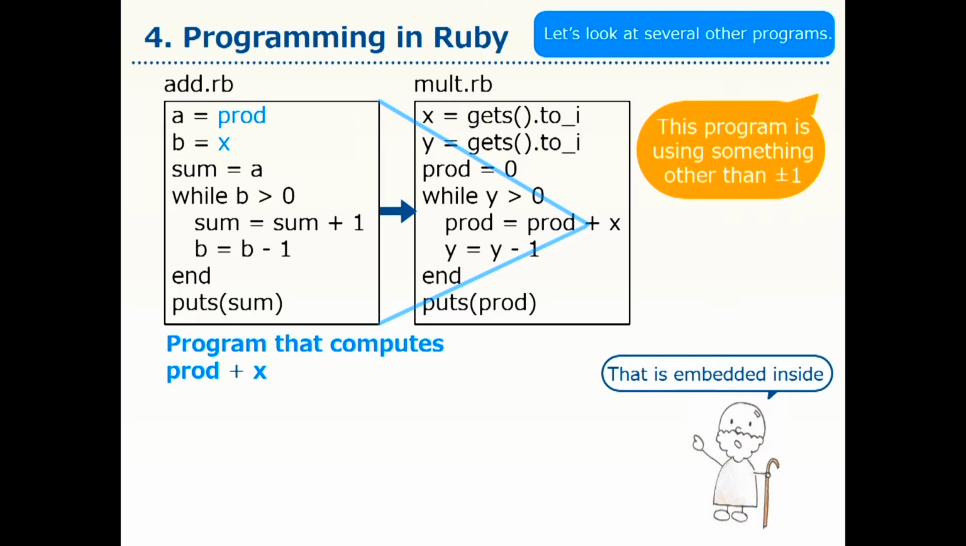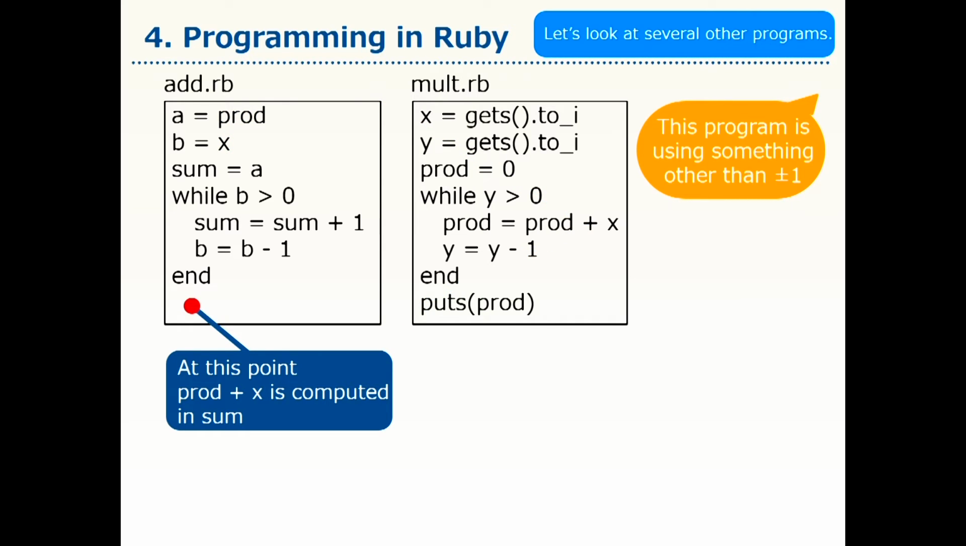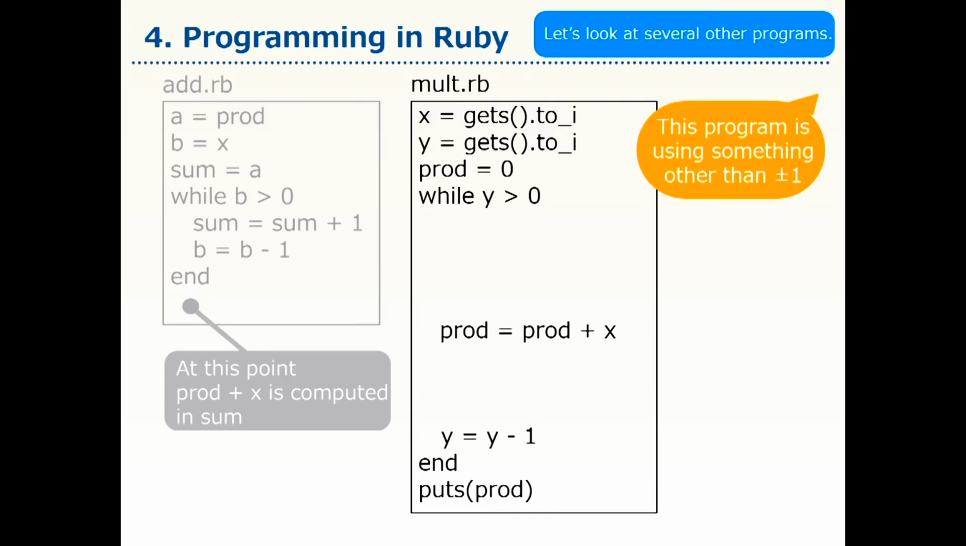Okay. Let's look at it closely. The program on the left is the one that computes prod plus x into the variable sum. More precisely, once the computations of this program reach this red point, prod plus x is computed and kept in sum. Now focus on the right-hand side program. This is the original multiplication program. I have inserted some open space for later, but it's the same program as before. Look, there is no difference. Okay? Let's change it a little bit.